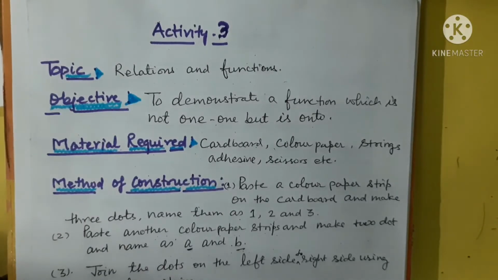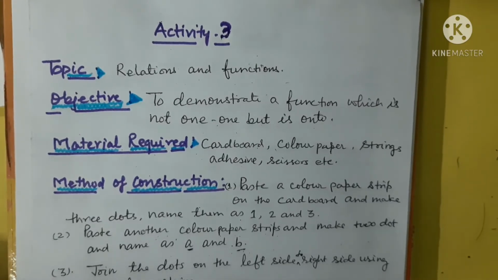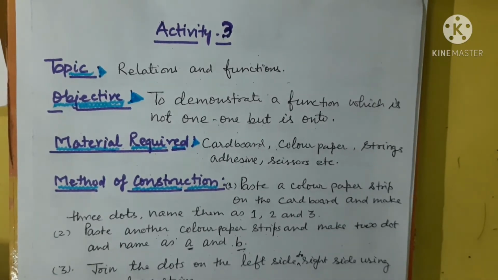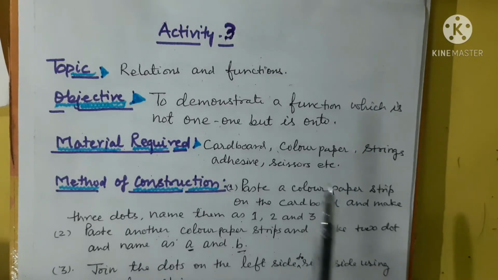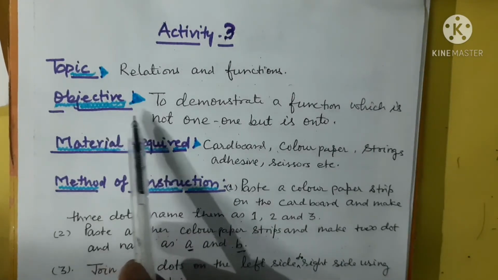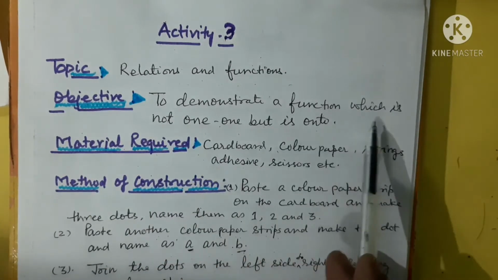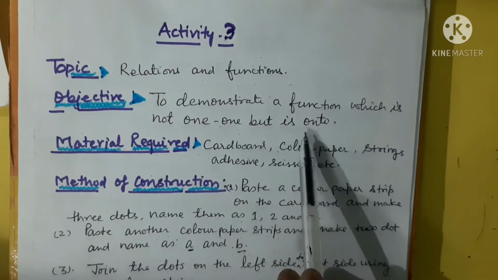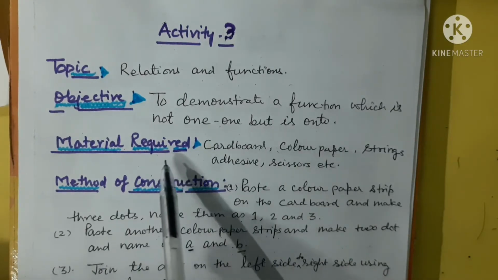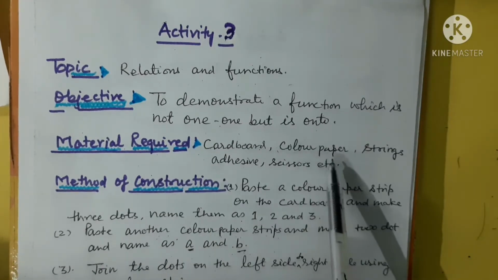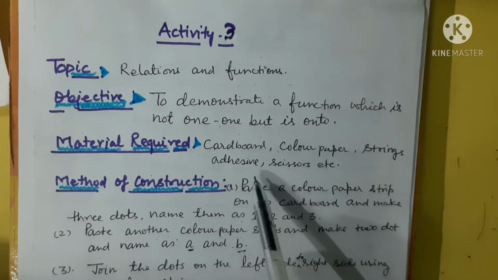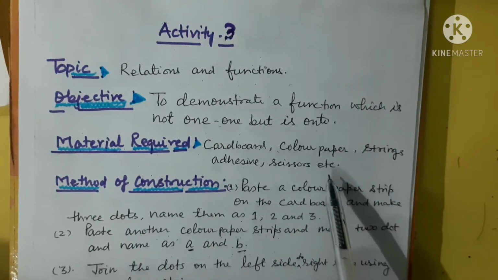Hello everyone. Today I am sending activity number 3 which is based on relation and function. Objective: to demonstrate a function which is not one-one but is onto. Material required: cardboard, color paper, string, adhesive, scissors, etc.